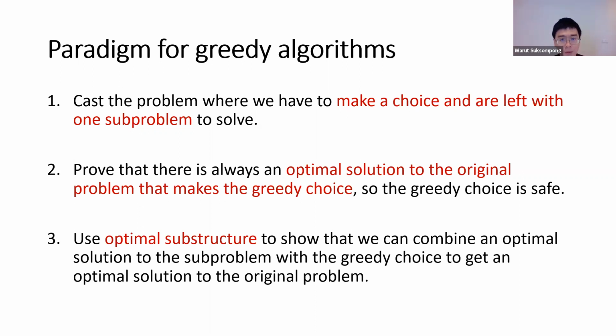And then finally, we use the optimal substructure. This part is similar to dynamic programming. We use optimal substructure to show that we can combine an optimal solution to the subproblem with the greedy choice to get an optimal solution to the original problem. So we can just focus on solving the subproblem and getting the optimal solution to that. That gives us the paradigm for greedy algorithms.